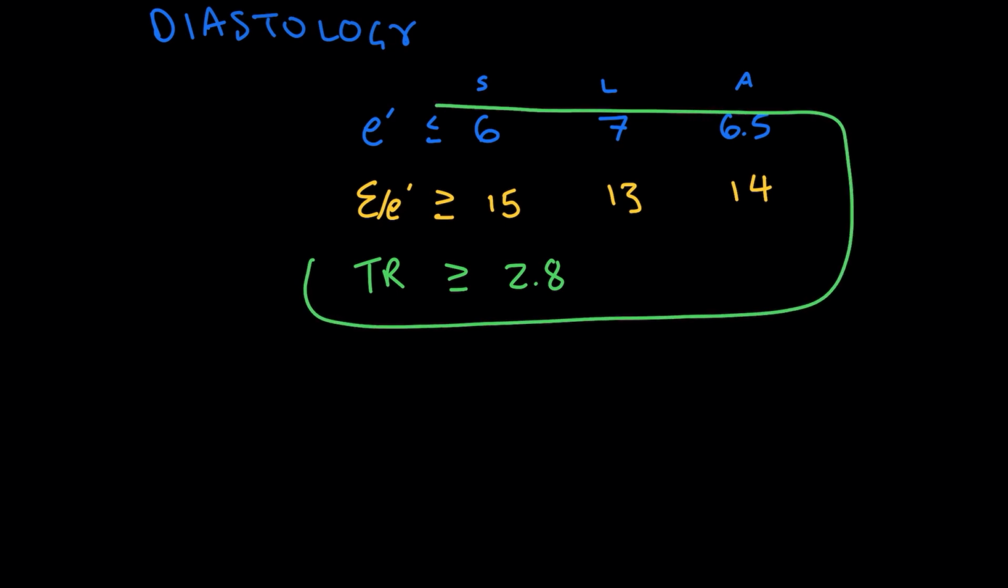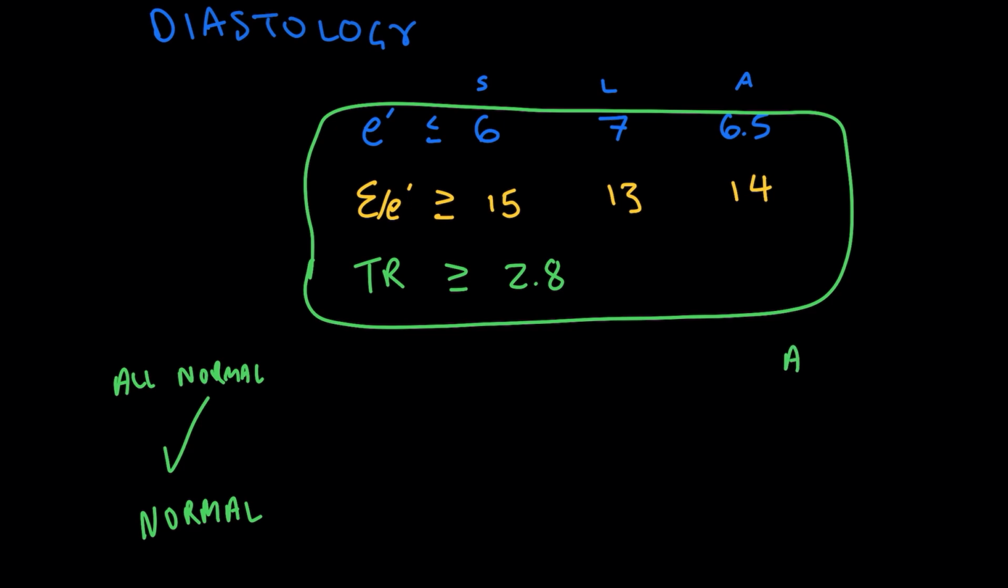And what we want to see is if all three are normal, then there is no diastolic dysfunction. Normal. On the other hand, if all of them are abnormal, all three parameters are abnormal, then we definitely have diastolic dysfunction. And what grade? Well, we look at the mitral inflow to decide that.